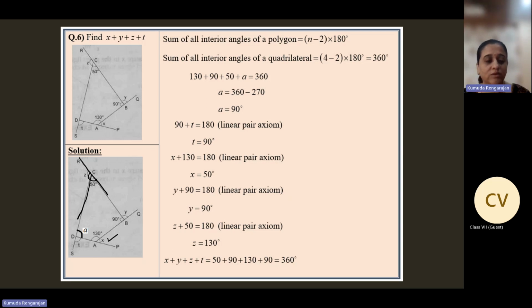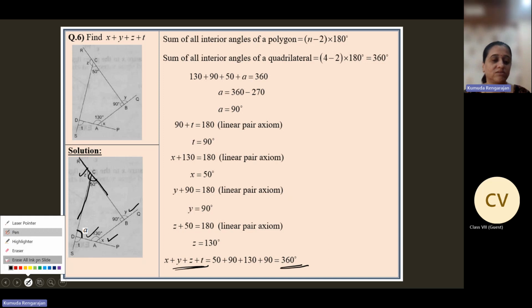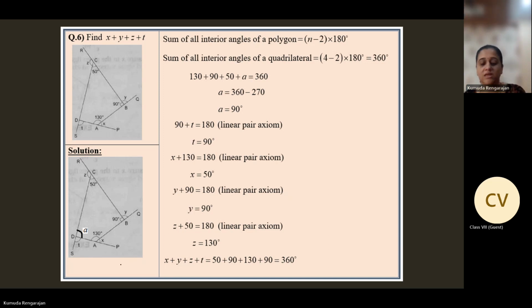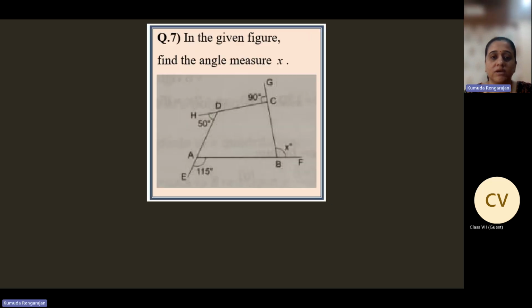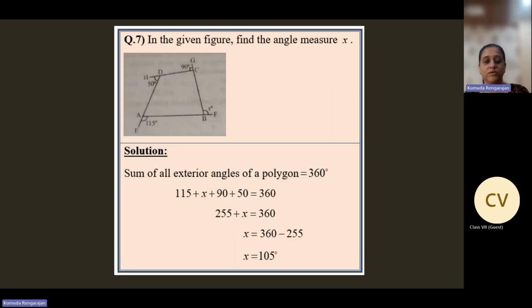So like this, you find the values of X, Y, Z, and T. And then find X plus Y plus Z plus T. You must get 360 degrees. Okay. Yeah, this is the next one.